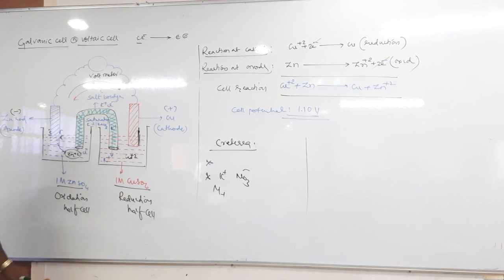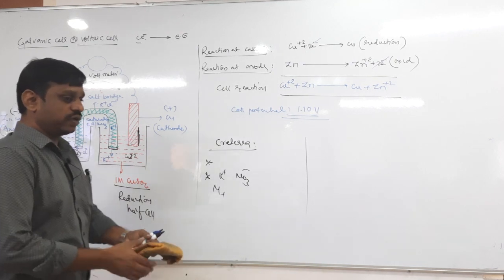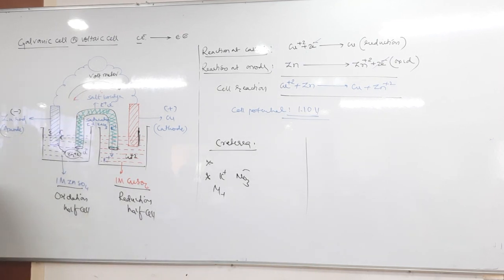Okay, right. Galvanic cell, example is Daniell cell. Daniell cell consists of two half cells. One oxidation half cell, two reduction half cell.